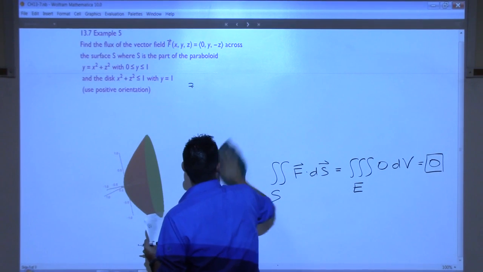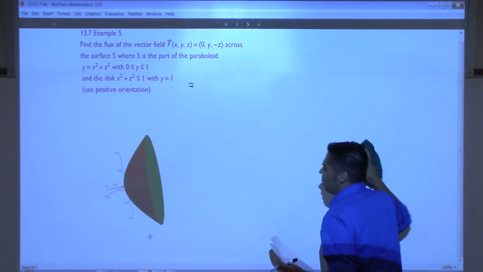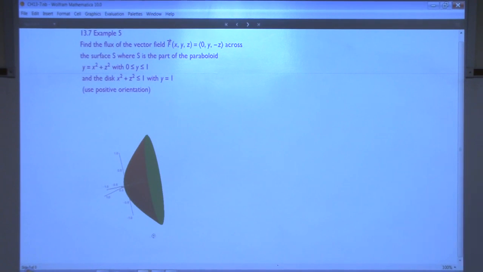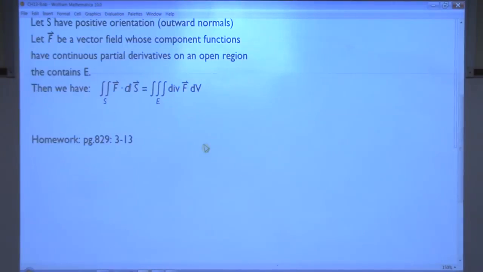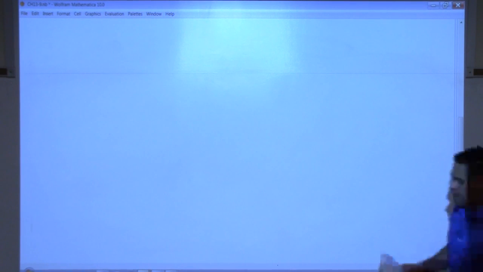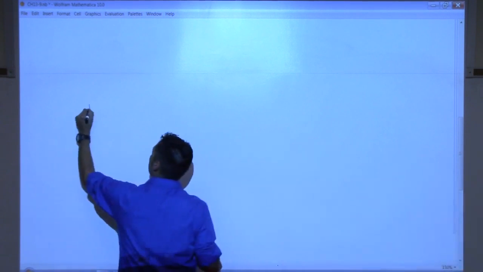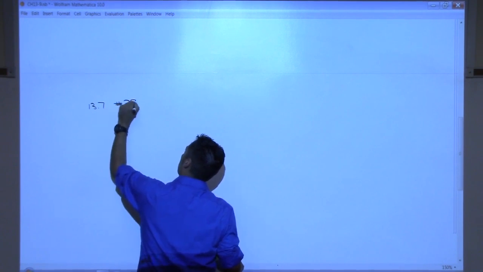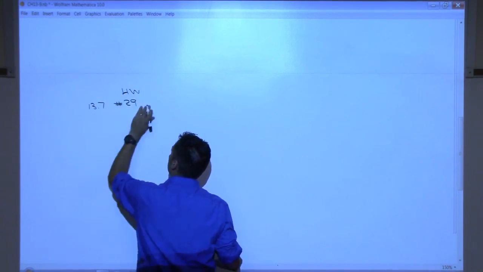Now, there was another problem that I did for your homework. Has anyone done the homework for 13.7? Yeah, of course, yes. Of course you have. Okay, that's the homework for this section, but there was a homework problem where you were given, this is from 13.7, number 29 in the homework that I assigned.